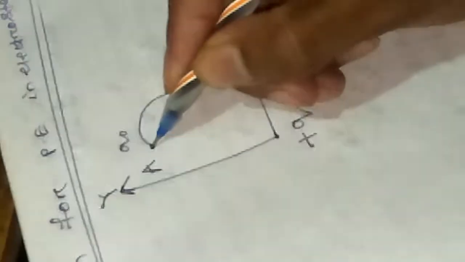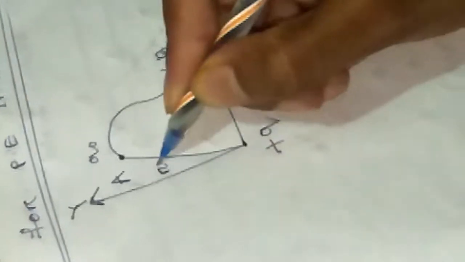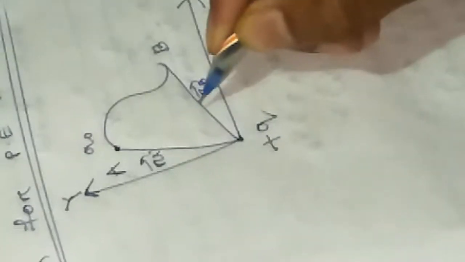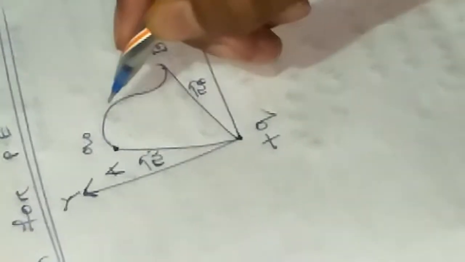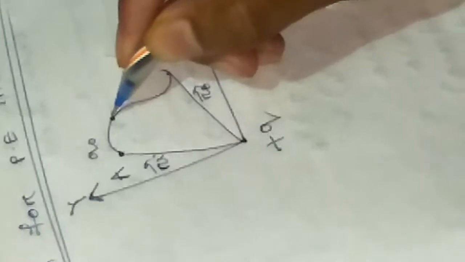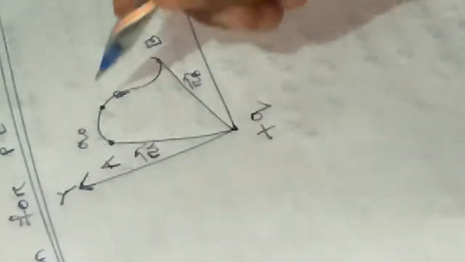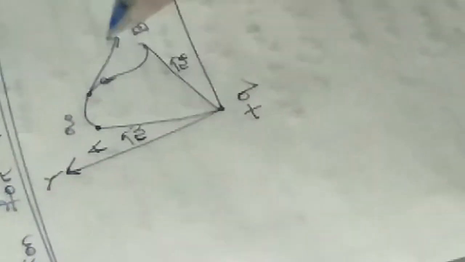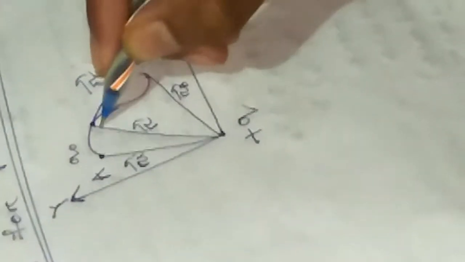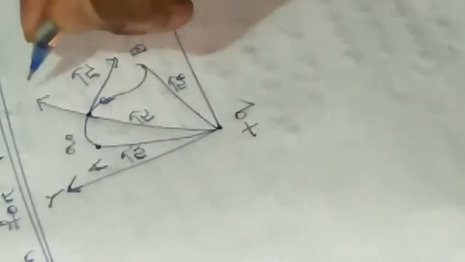Now suppose this is r_i vector, the position vector of A, and this is r_b vector, the position vector of B. Now let us consider any point in this path. Suppose the point is P, and at this point the displacement is delta L vector. The position vector of this point is r vector. Now the electric force acting is like this, so this is F electrostatic.